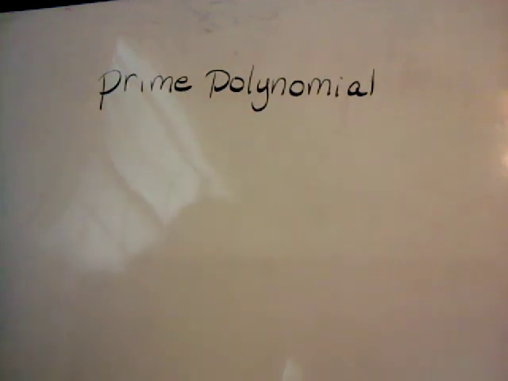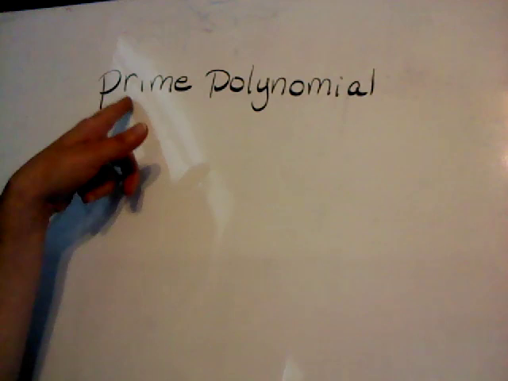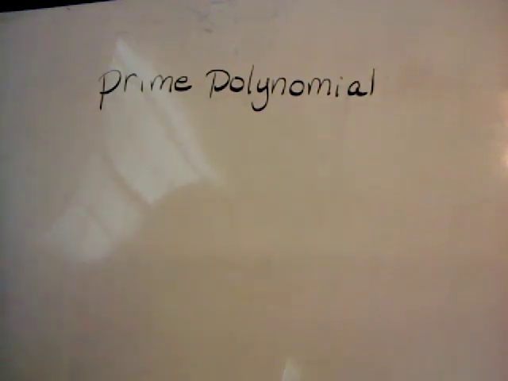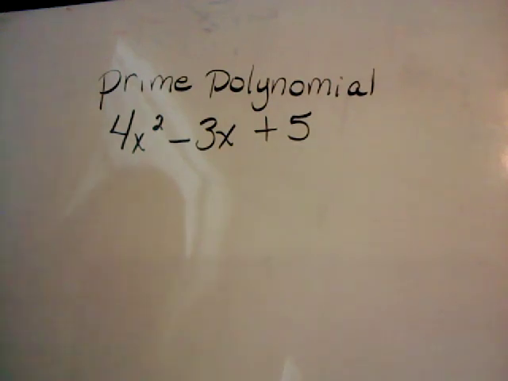Okay, let's look on page 512, and we have a new term, prime polynomial. A polynomial that cannot be written as a product of two polynomials with integral coefficients is called a prime polynomial. So if we cannot find any factors that, when I put them together, give me the answer I'm looking for, this is a prime polynomial.